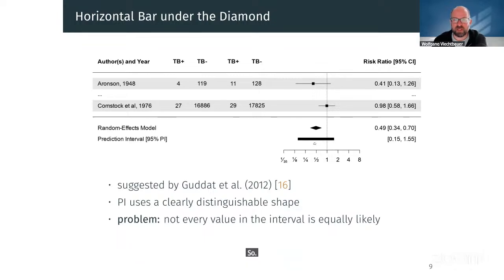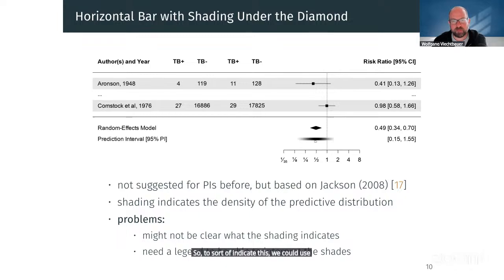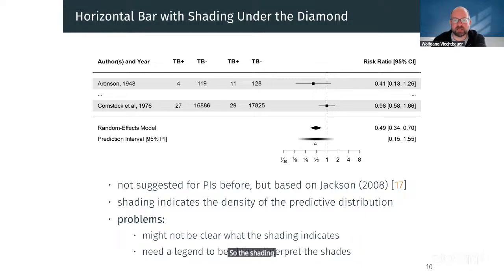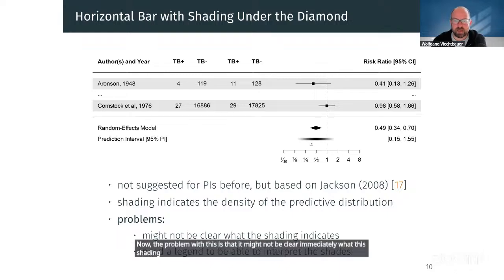So to indicate this, we could use shading. Now, this has not been suggested for prediction intervals before, but Jackson suggested this for indicating confidence intervals, and we can use the same idea here for prediction intervals. So the shading indicates which values are more or less likely in the prediction interval. So darker shades of gray here, more likely, lighter shades of gray, less likely. Now, the problem with this is that it might not be clear immediately what this shading indicates, and we would technically need a legend to be able to interpret what these shades of gray correspond to.